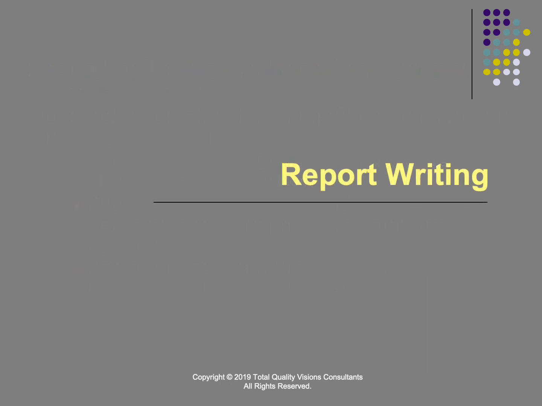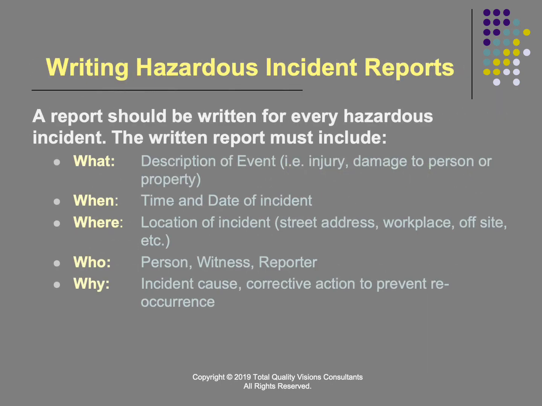Report writing. A report should be written for every hazardous incident. A written report must include what, the description of the event; when, the time and date of the incident; where, the location of the incident; who, the person, witness, and reporter; and why the incident was caused and the corrective action to prevent reoccurrence.